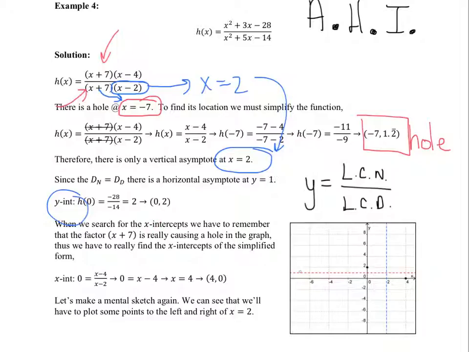When searching for the x-intercepts, we have to recall that x plus 7 was a hole. So really what we do is we look at the simplified form only for the x-intercepts. So here's what we look at now, down here. 0 equals the quantity x minus 4 over the quantity x minus 2. What makes a fraction 0? I've asked this question like 4 or 5 times in the last week. What makes a fraction 0? The numerator equals 0. So since this fraction is equal to 0, set the numerator, which is x minus 4, equal to 0, giving us 4 for our x-intercept as a coordinate, (4, 0).